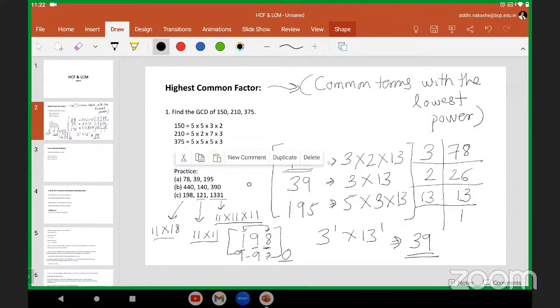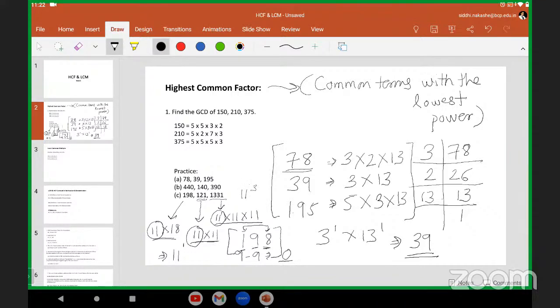So if it is 11, you can see 11 here, 11 here, 11 here. 18, we can't take 18 because it is not the common term. So what is the lowest power of 11 which can be observed in the first number, 198? 11 raised to 1. We can't take 11 raised to more, because 121 will become 11 raised to 2, and 1331 will become 11 raised to 3.